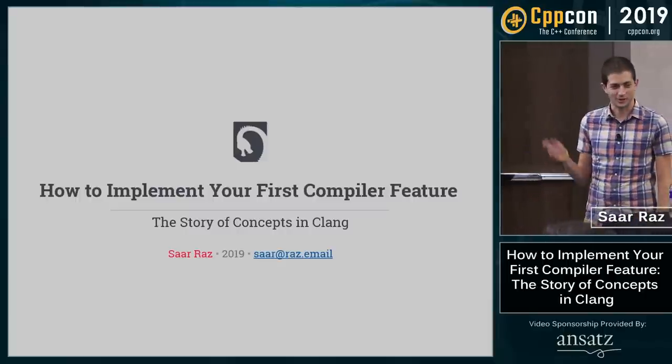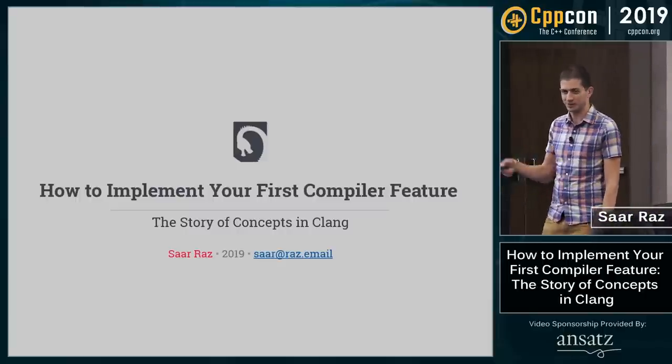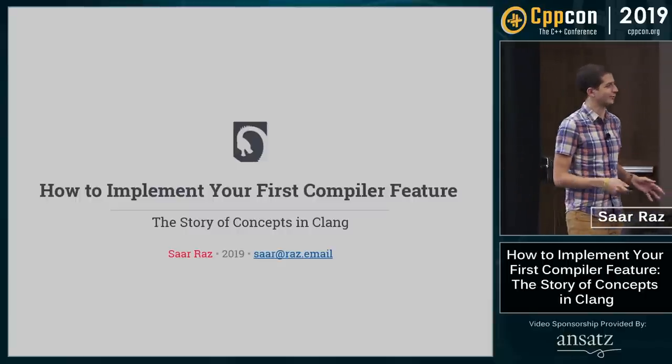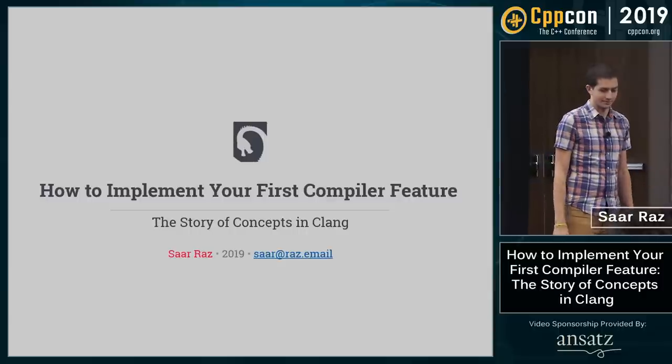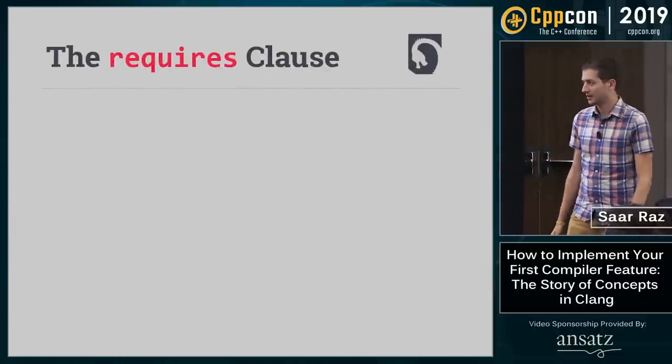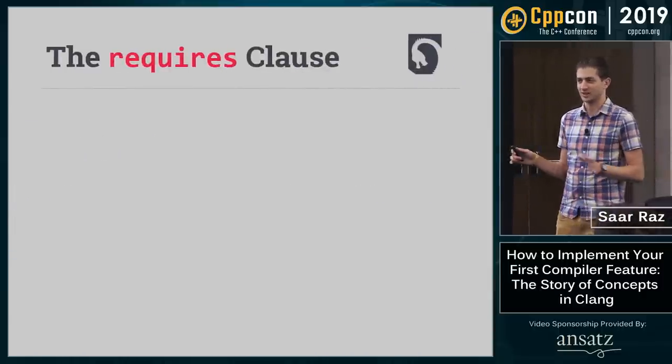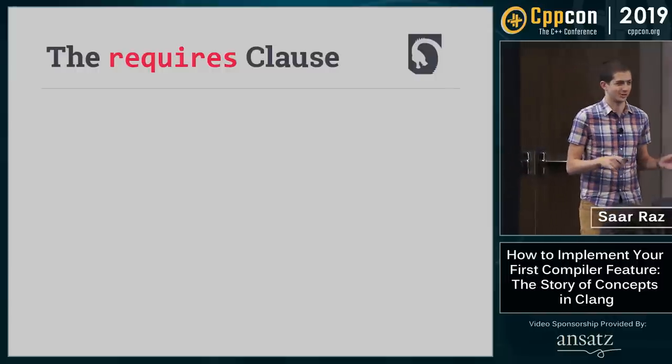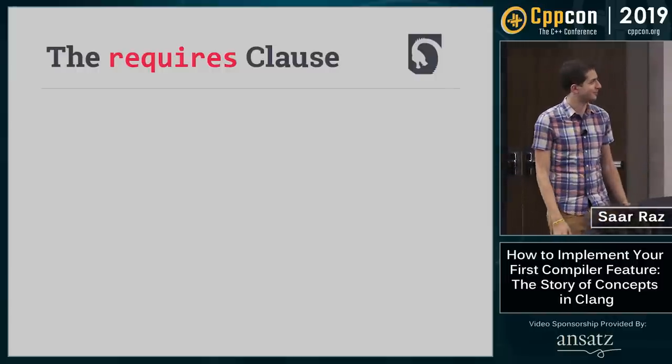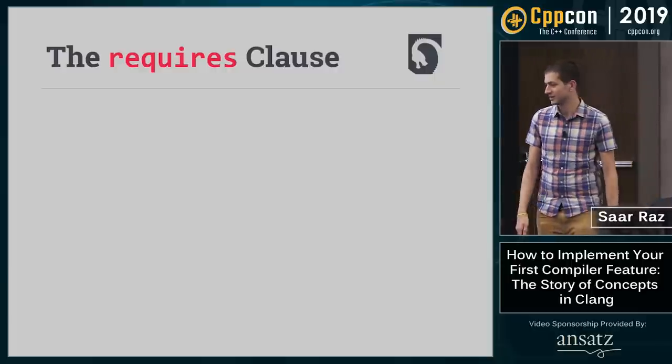My name is Saar, and today I'm going to be walking you through how to implement your first compiler feature by telling you a bit about my story implementing my first compiler feature, Concepts in Clang. I'm going to first make a quick overview of what concepts are, if you're not familiar. But the talk is not going to focus on concepts, but rather on my story and my involvement with them. So it's a quick overview.